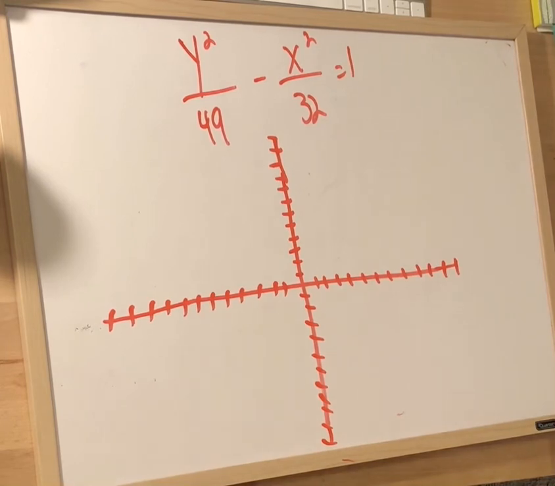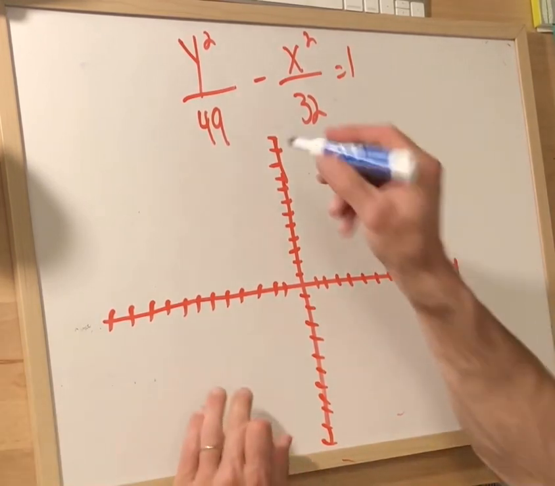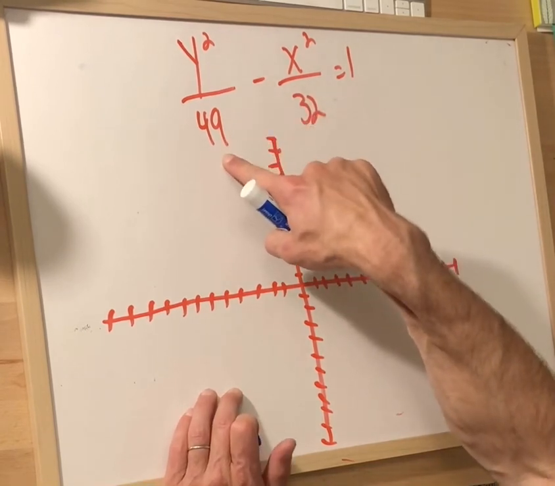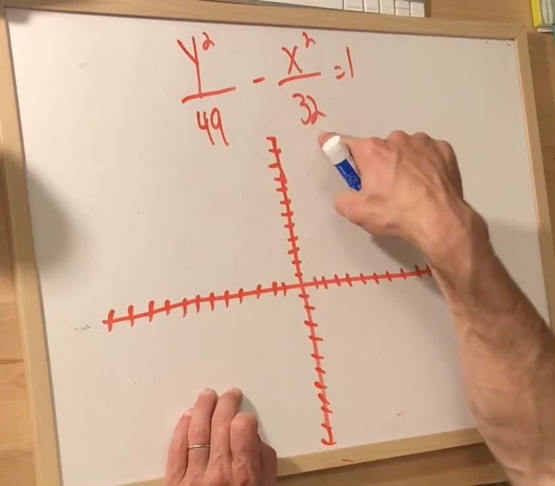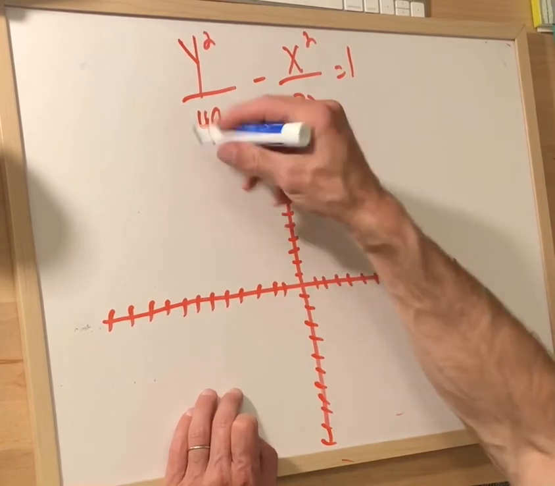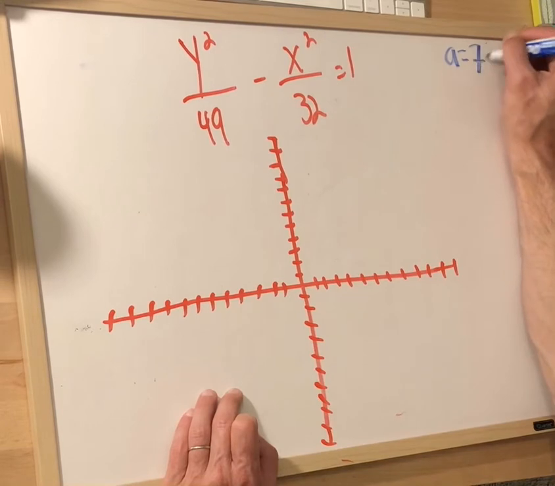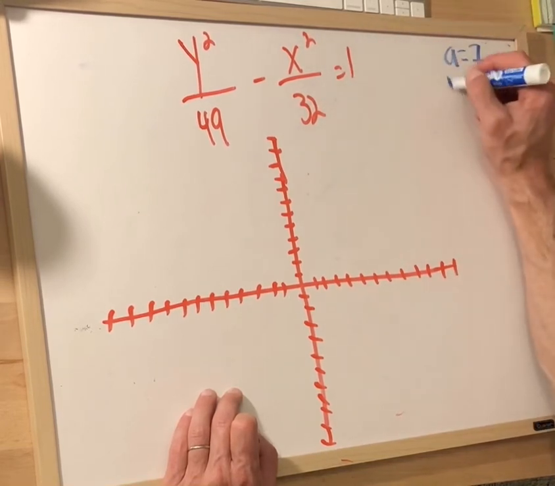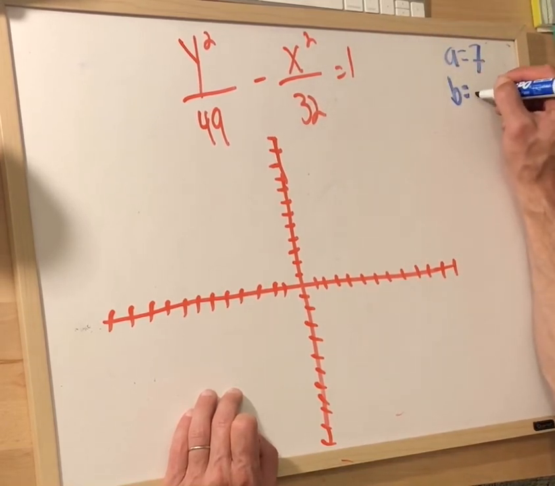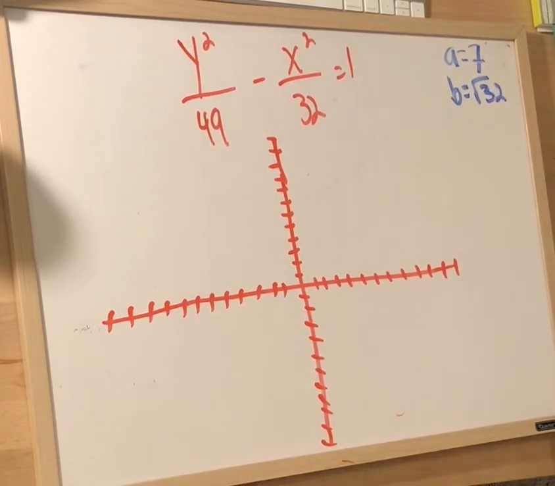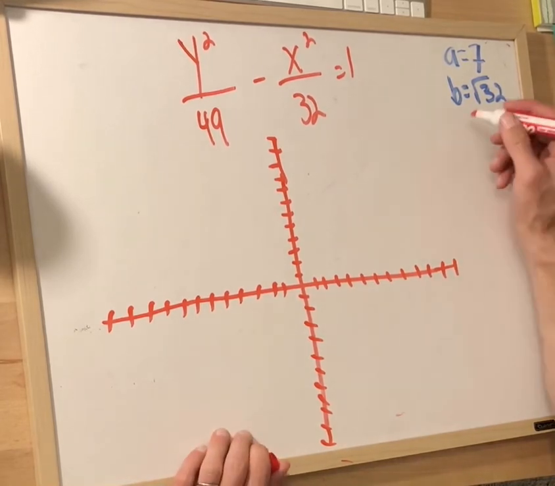First off, I'm going to graph the asymptote line. First, I got to find my A. Your A is always your positive. Your B is always with the fraction that's negative. So square root 49, which is 7. Square root 32, which I don't know what it is, so I'm just going to leave it as square root 32. Square root 32 is almost 6. I don't know, it's probably 5.7, 5.8, something like that. Okay, now I'm going to write my graph.